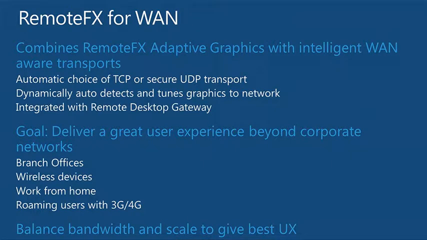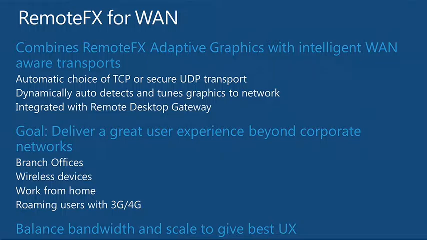Now earlier we talked about adaptive graphics. What we're doing in Windows Server 2012 is combining the techniques we've applied to the codec to desktop over the intelligent transport, the WAN. First, we automatically detect whether we should send the traffic over UDP or TCP. That depends on the connectivity between the endpoint and the session the user is connecting to. Secondly, we dynamically detect the network conditions at the beginning and during the session, end-to-end connectivity while you're in that remote session.